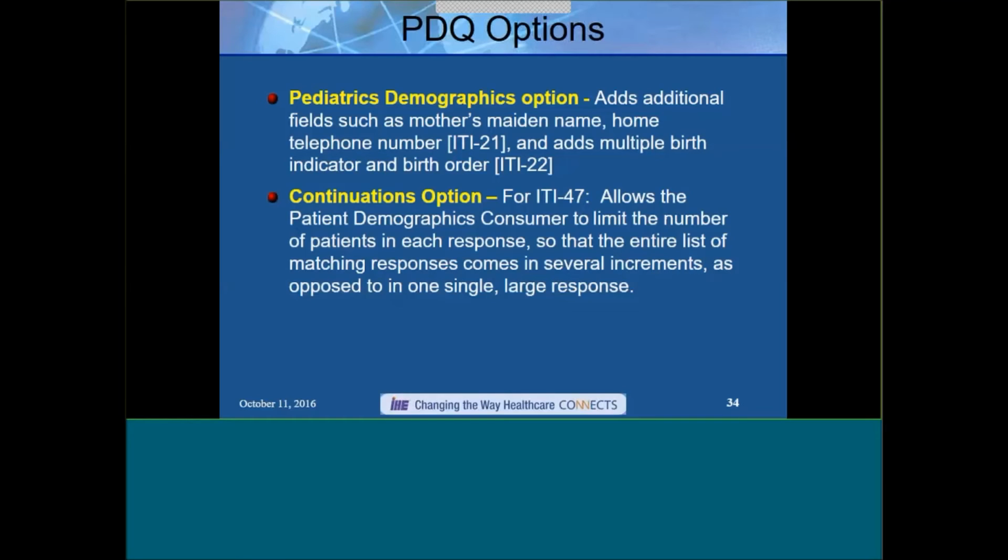That also prevents the consumer from getting overrun with a very large response if the criteria given in the query are very, very general. So if you said, return me all the patients with the last name of Smith, Jones, and Walker, at least in the U.S., you might get a very, very large number of patients coming back. So the continuation option lets the consumer say, here is my query, and this is how many patients I want back with each response.